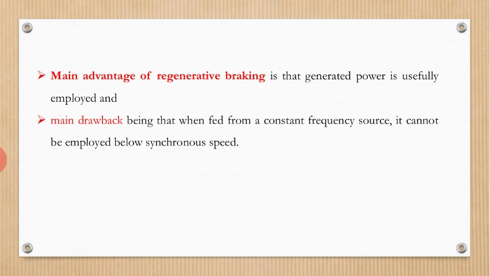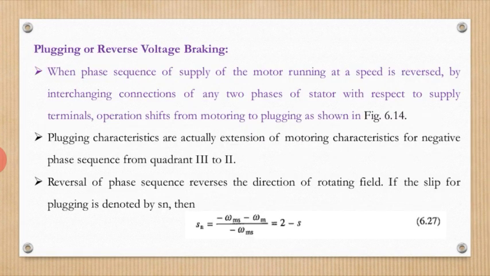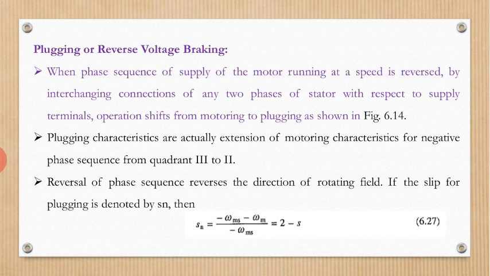And the main drawback is that with a constant frequency source, it cannot be employed below synchronous speed. We can use it only above synchronous speed. Next one is plugging or reverse voltage braking.